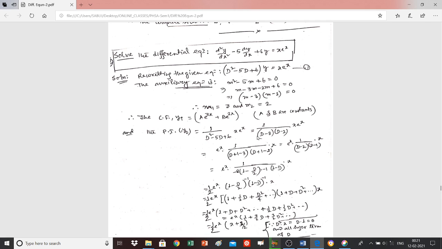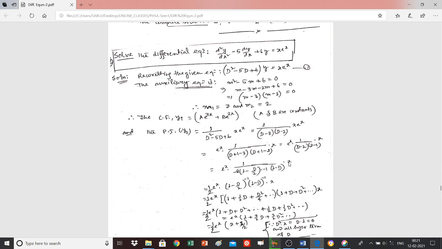D should be replaced by D plus 1, and that is also here, into x. That is e to the x, 1 by (D minus 2) from here and (D minus 1) from here, that is equal to e to the x. You can write these two terms as 1 by 2 into 1 minus D by 2, and from here minus 1 into 1 minus D.